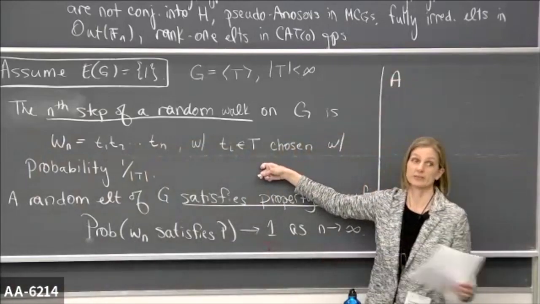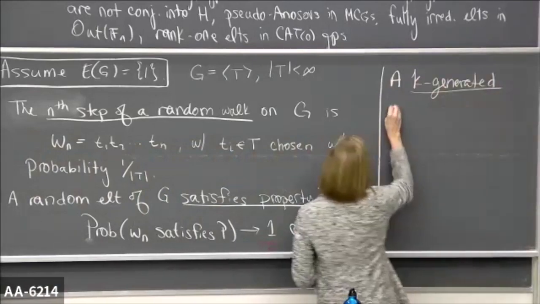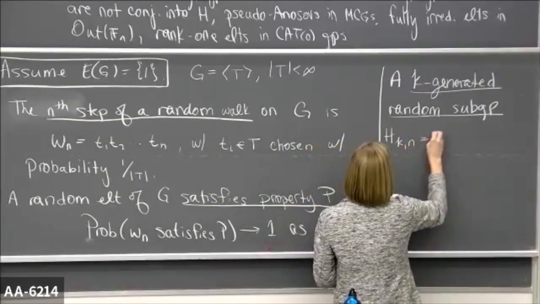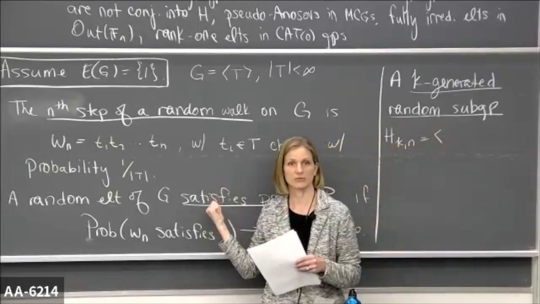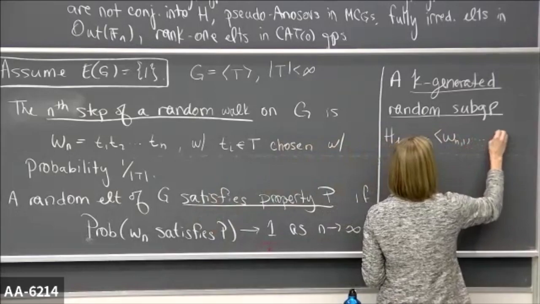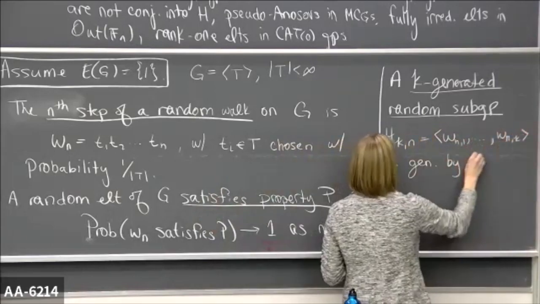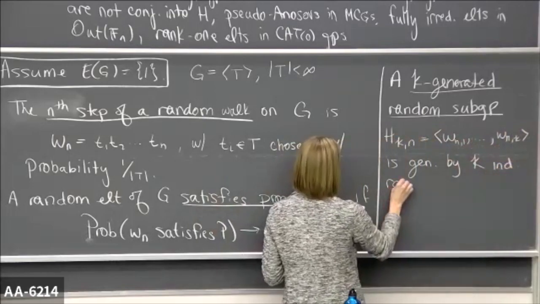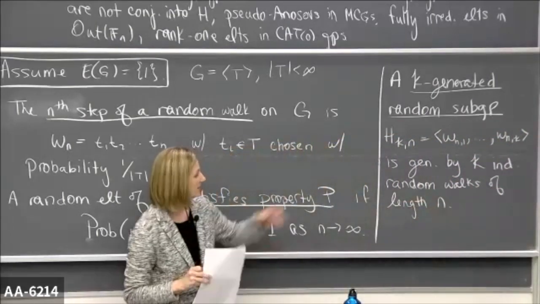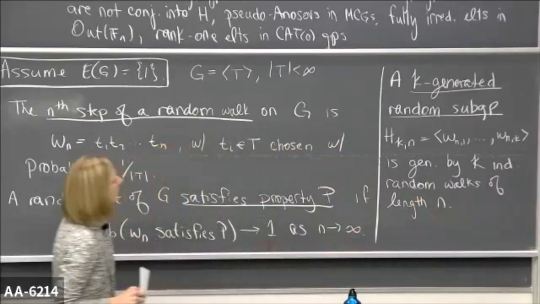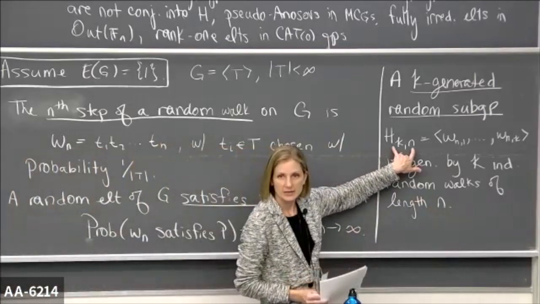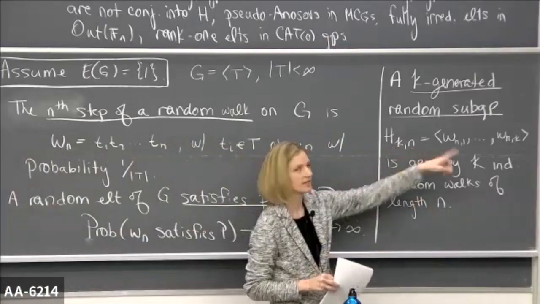What if we want to form a random subgroup? So a K-generated random subgroup, which I'll call H_K^n, is generated by K independent random walks of length n, so W_n^1 up to W_n^K. Or I could say the nth step of K independent random walks. And again, we say that a random subgroup has a property if the probability that H_K^n has that property approaches 1 as n approaches infinity.